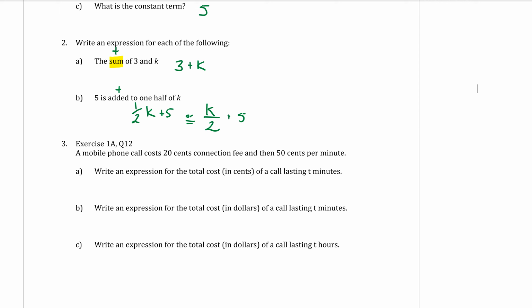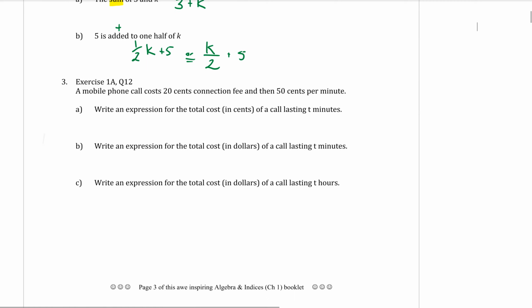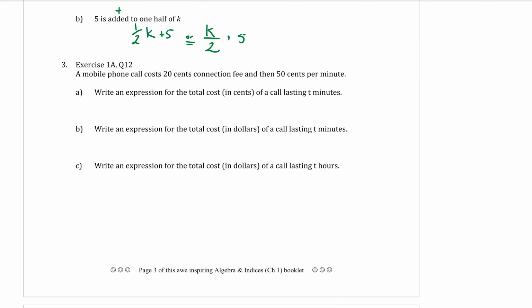Because 7 minus 2 is different to 2 minus 7, isn't it? Okay, subtracting, you have to be careful which order you write them in. But adding is okay. All right, question 3. This one comes out of your textbook.